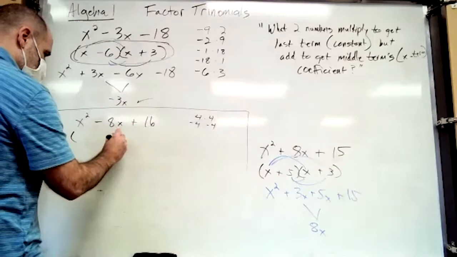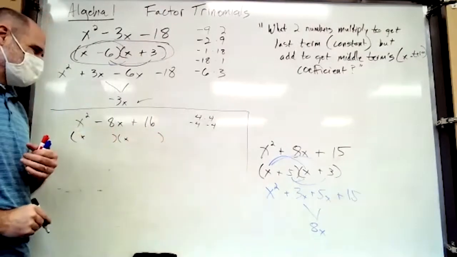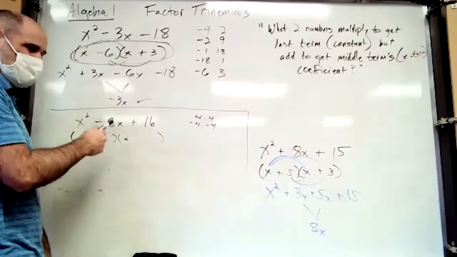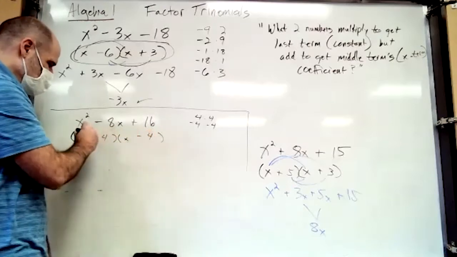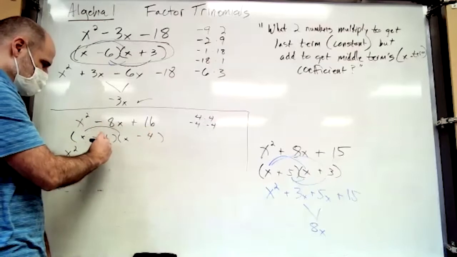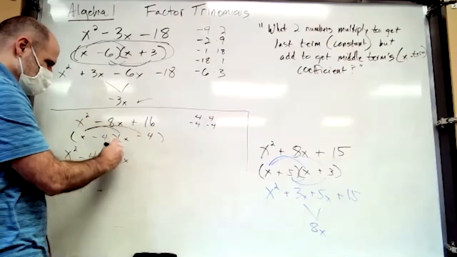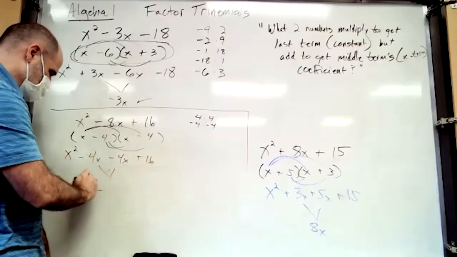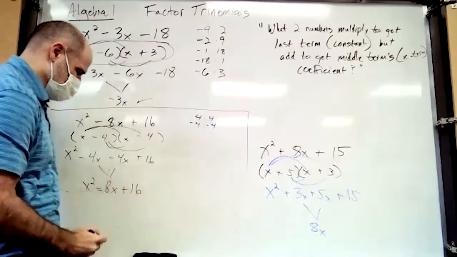So start with the parentheses. Okay. So there's different options, but this is positive, so they have to be the same sign. So negative 4, because when you multiply that out, x squared minus 4x plus 16. So x squared minus 8x plus 16.